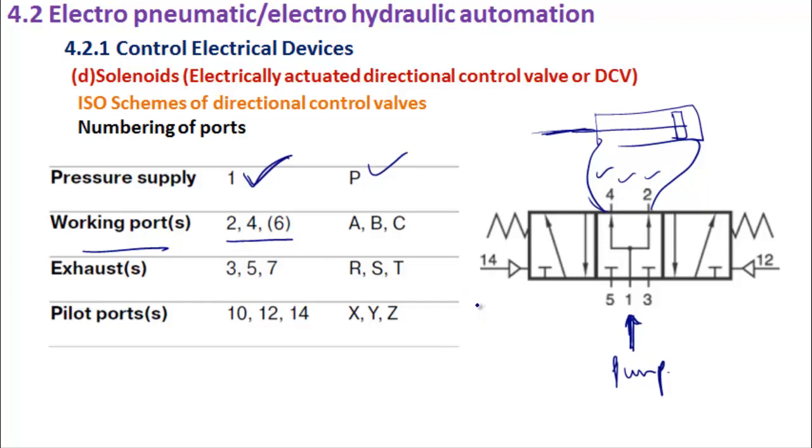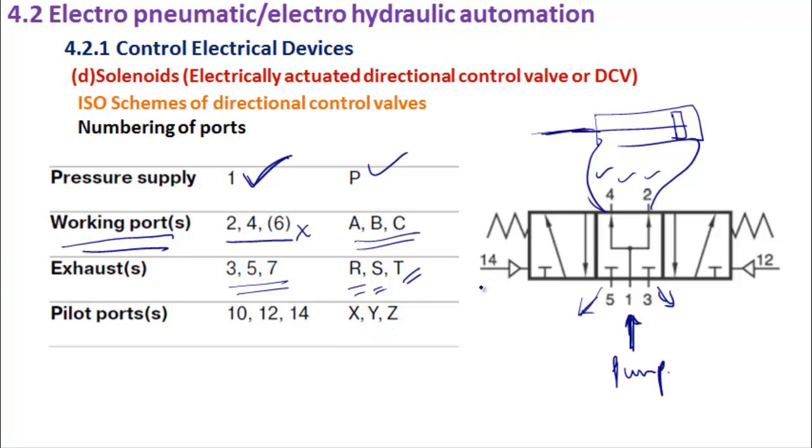So even numbers are mostly for the working ports. If it is not a numbering system, then we will use A, B, C. Whereas these ports which are here, these are the exhaust ports for taking out the fluid or the air, and if you would see, they are all numbered in odd numbers. Whereas you will either write T, which means tank, or R or S. That is the general nomenclature that you will use.